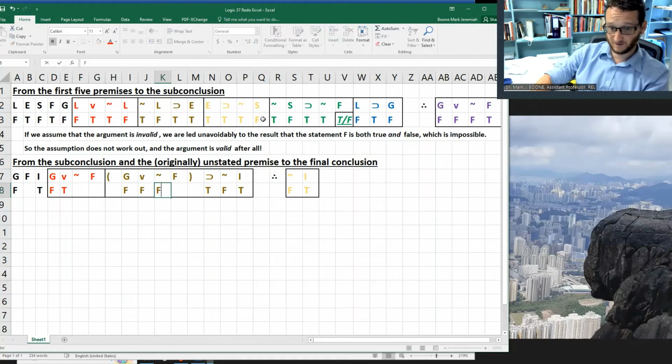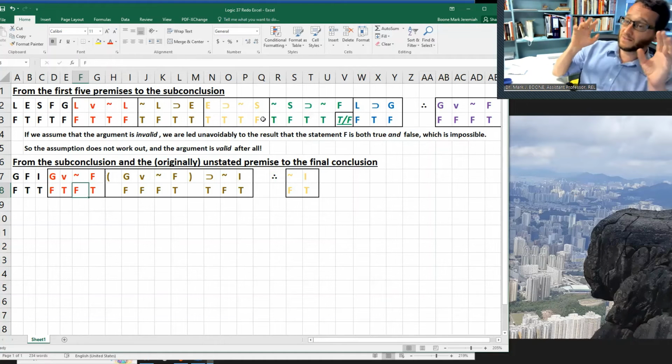and not F is false. And if not F is false, that tells us that F is true. And if F is true, then tilde F is false. Now, I think I've occasionally seen a student make this mistake.